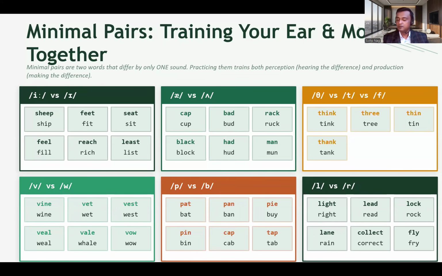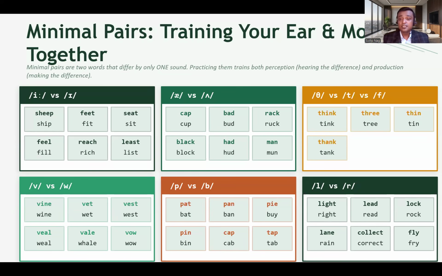Because when you pronounce incorrectly, people will misunderstand. That's the reason. Like cap, cup; bad, bud; rack, ruck; black, block; had, heard; man, mun. So there is a difference in the vowel sounds.